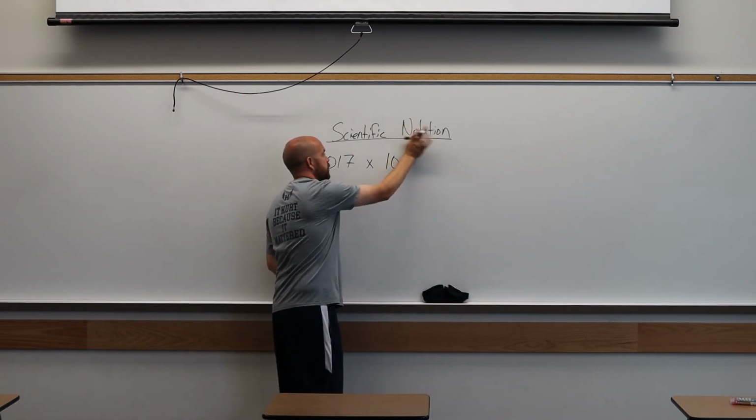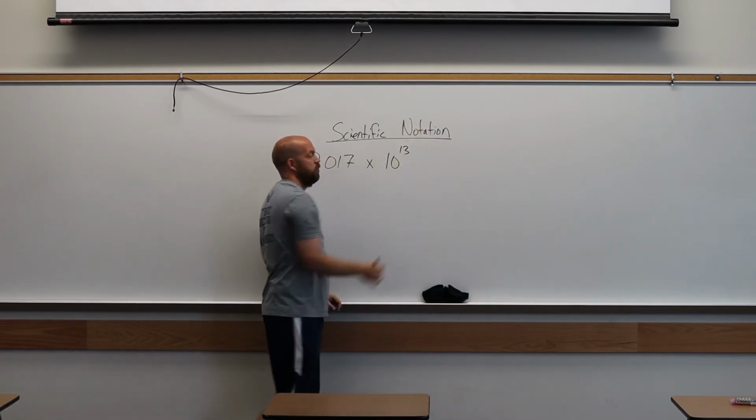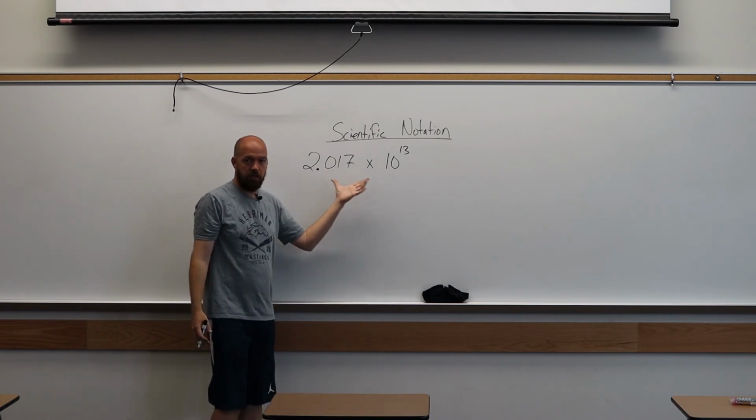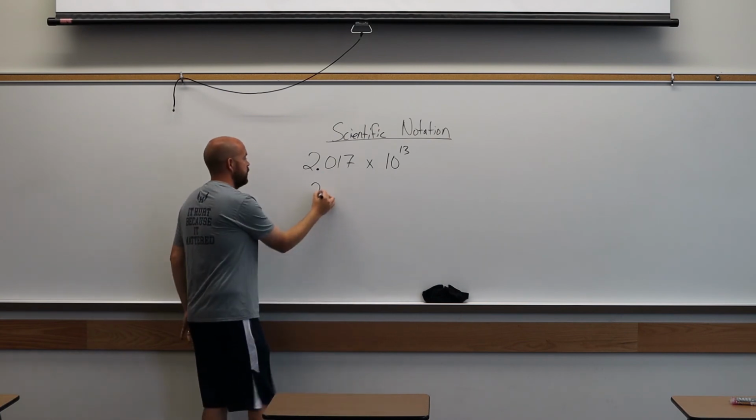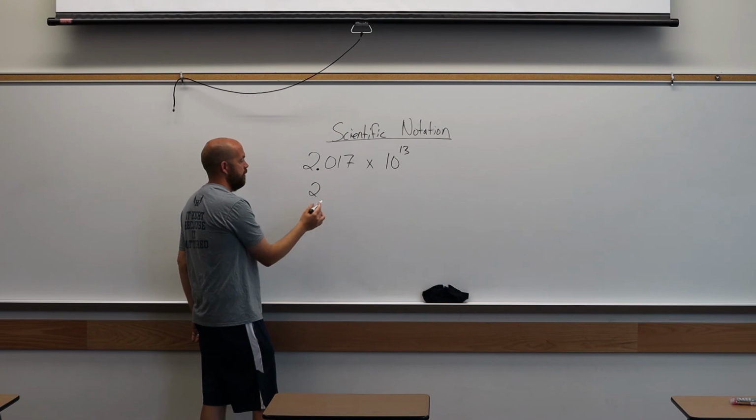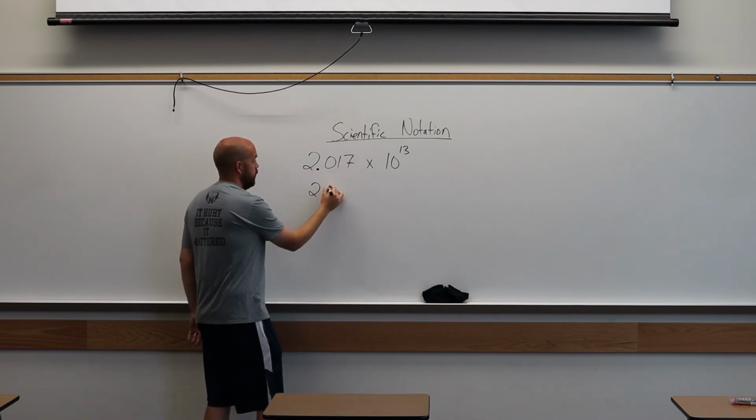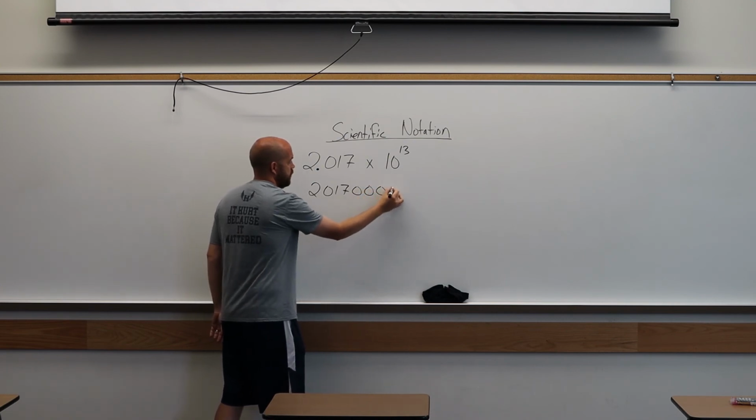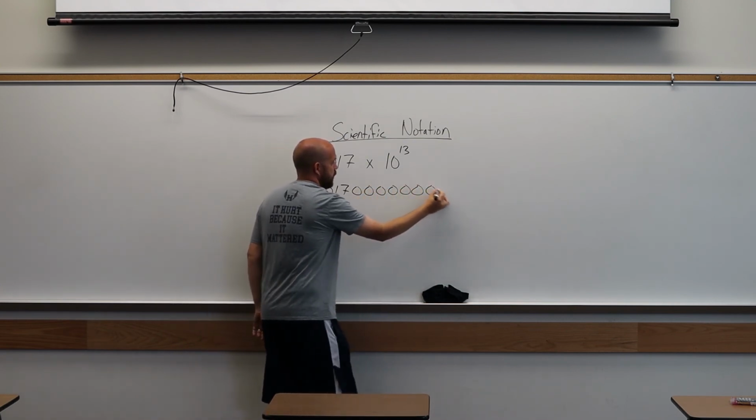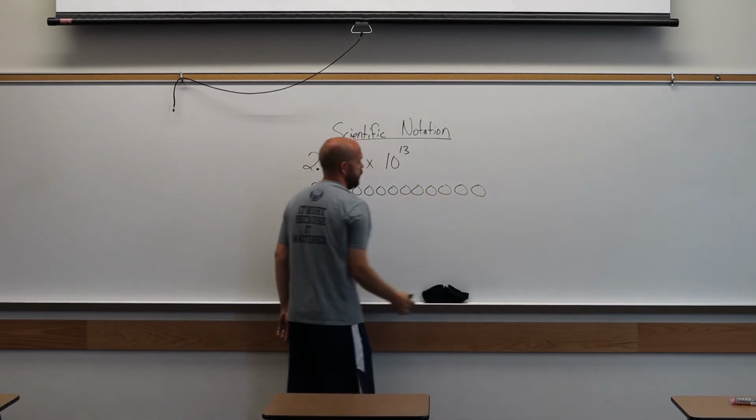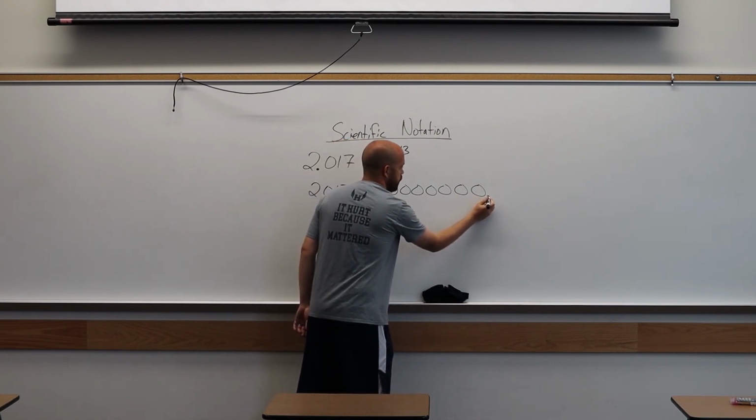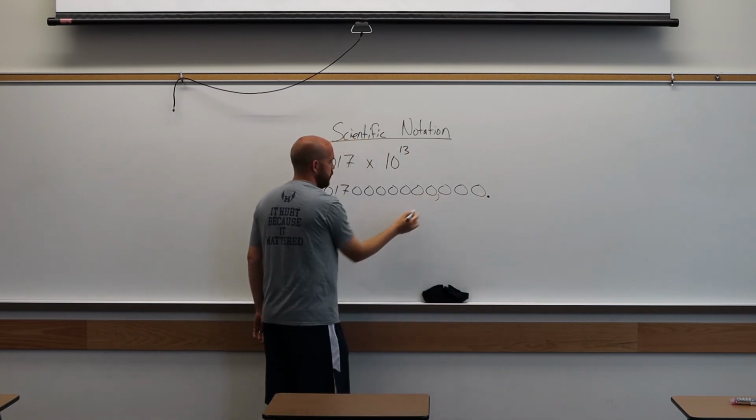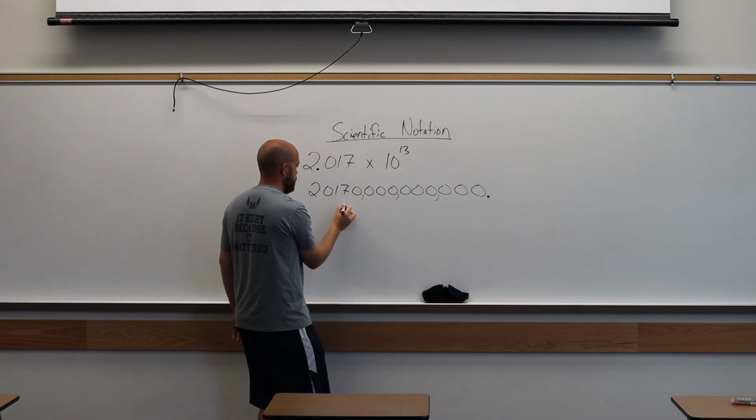Let's say it was the 13th power. So technically, this number right here is 2, and then I'm going to have 13 digits. So 0, 1, 7, there's 3, 4, 5, 6, 7, 8, 9, 10, 11, 12, 13. And then this is where the real decimal would be. So let's try and get a visual representation of what this is.